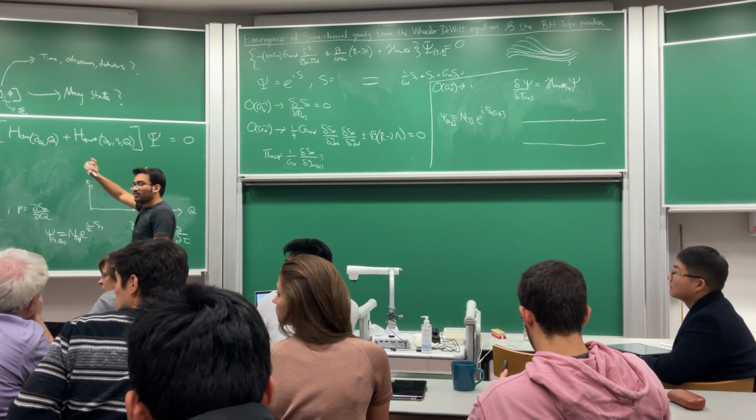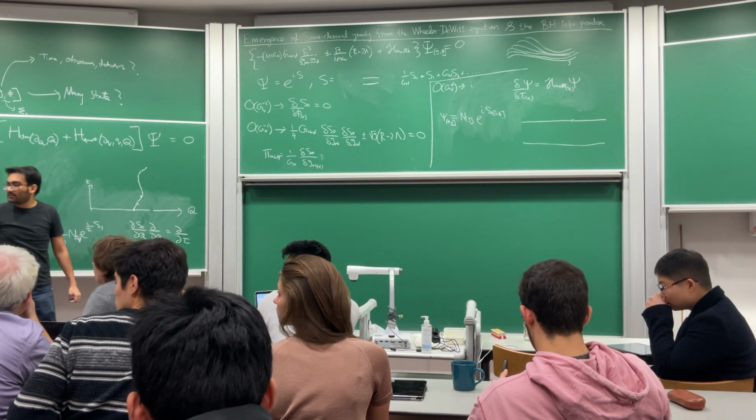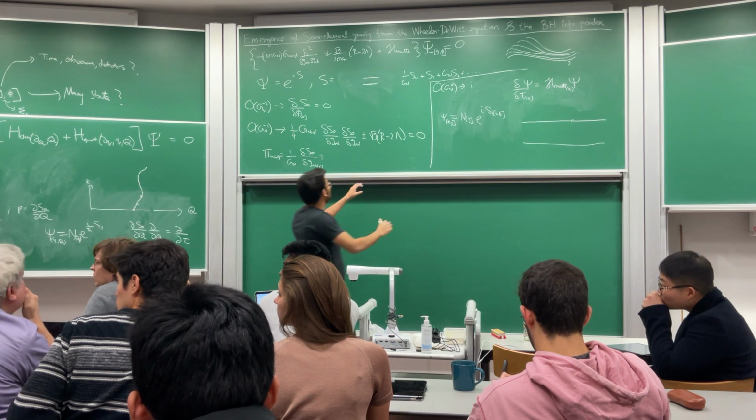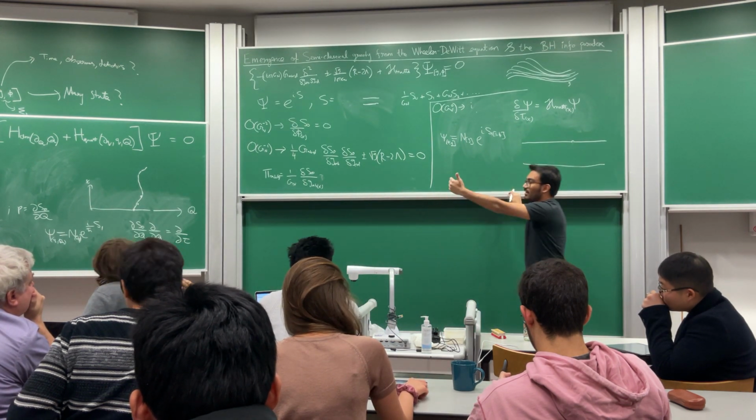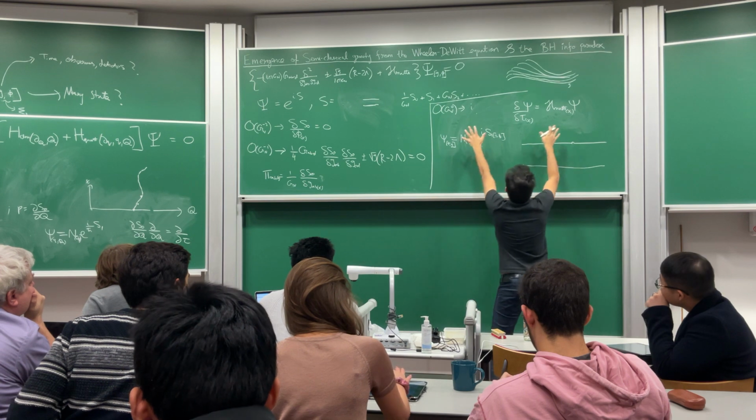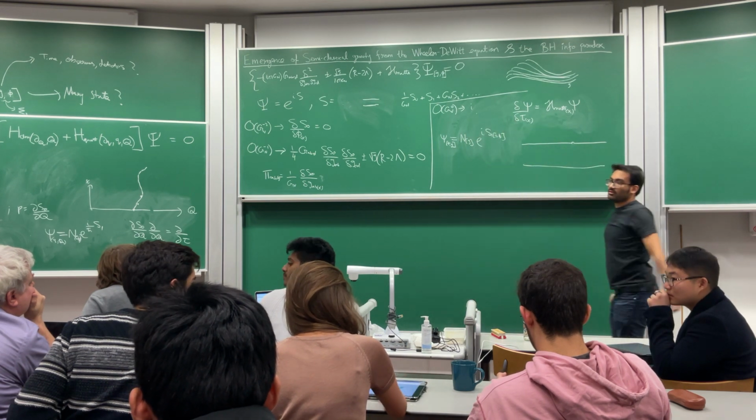Yes, S naught. But I'm saying, if you choose a different lapse and shift, you'll have a new metric, so you'll be evaluating that derivative at a different location. No, it does not do anything to this. It only would change this equation.